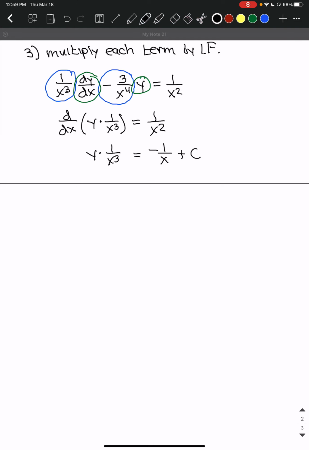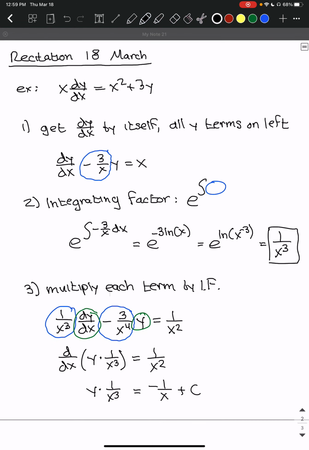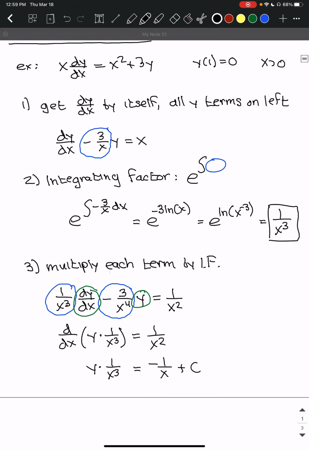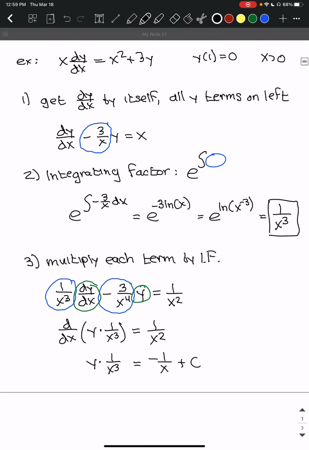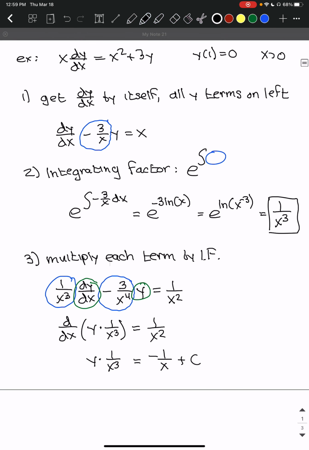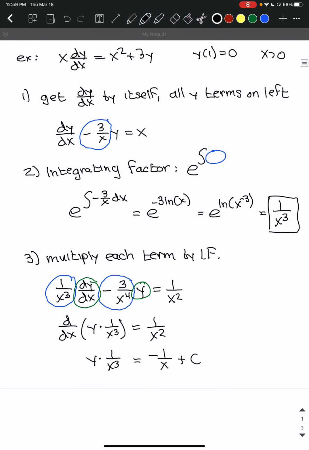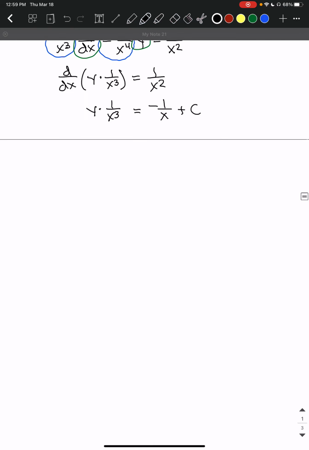I forgot to give an initial condition, but we can put one in now. The initial condition is that y of 1 is equal to 0. And because we have a bunch of stuff over x, we're going to make x positive. So x can never be 0. So at this point, you can plug in your initial condition. You say that when I plug in 1 for x, I get 0 for y. So I get 0 is equal to minus 1 plus c. That tells me that c is equal to 1.